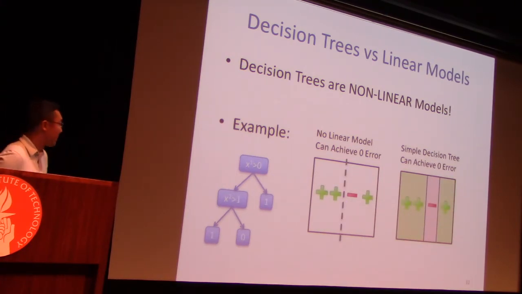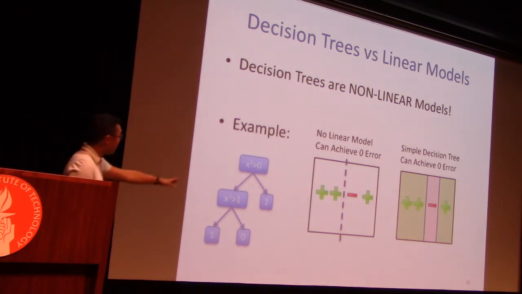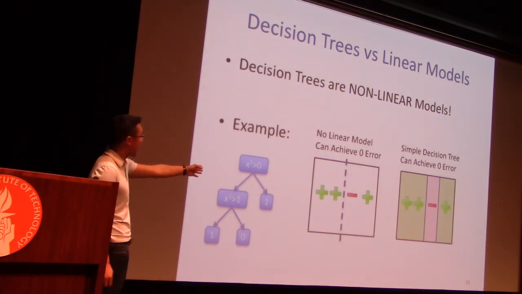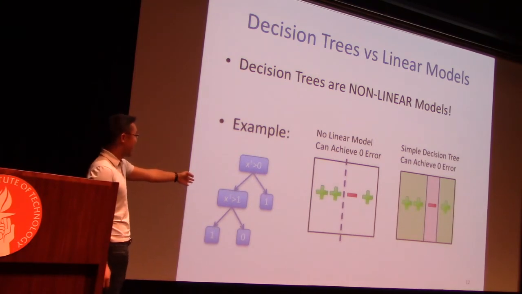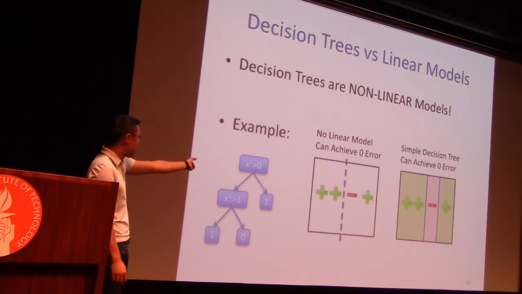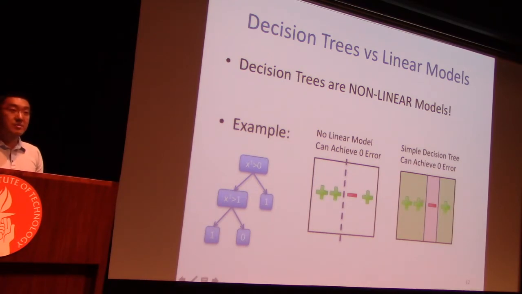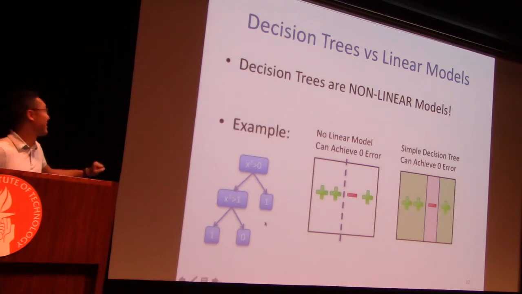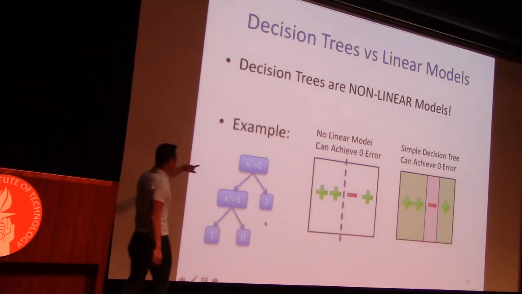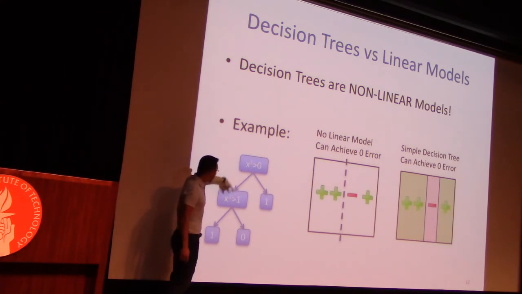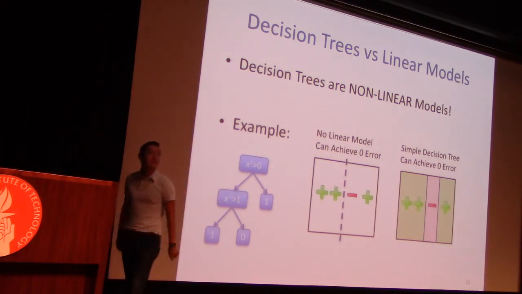Here's another example. This is a kind of contrived example, but you see no linear model can achieve zero error on this training set because the negative example sits between the positive examples, and yet a decision tree, again a very simple one, can achieve zero error on this example. And here is the decision tree in diagram form. Again, this tree is not balanced. And in the recursion, we query the same feature dimension twice in this example.